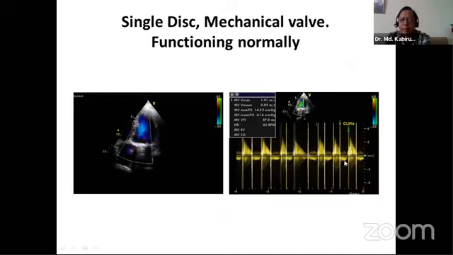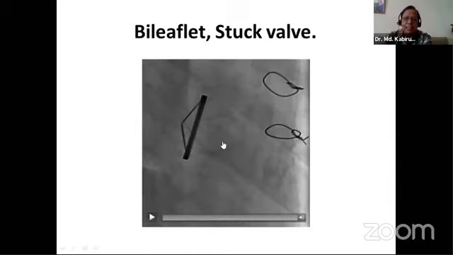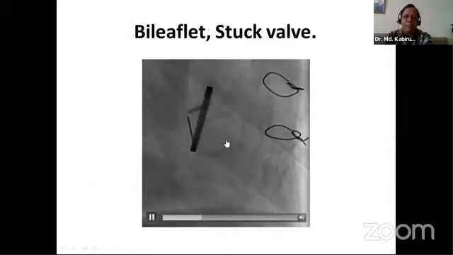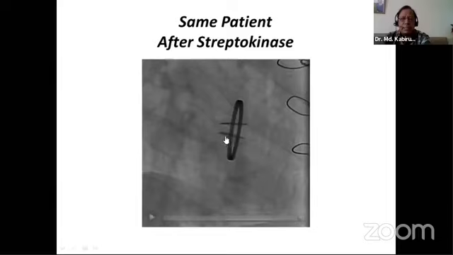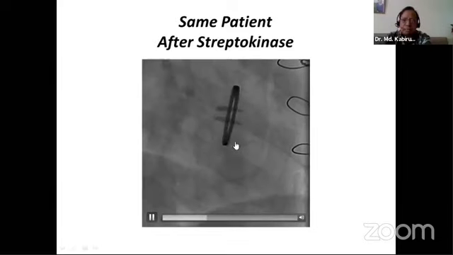And you can see the valve clicks. The patient was in atrial fibrillation. And this is the cine loop of the stuck bileaflet valve. And this is the picture after giving streptokinase, same patient.